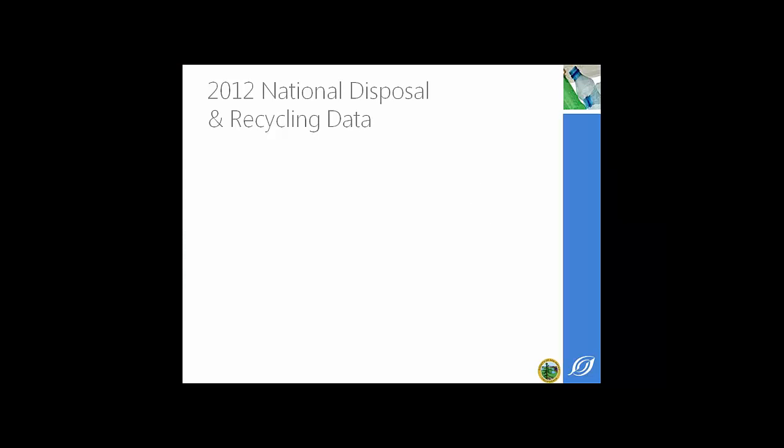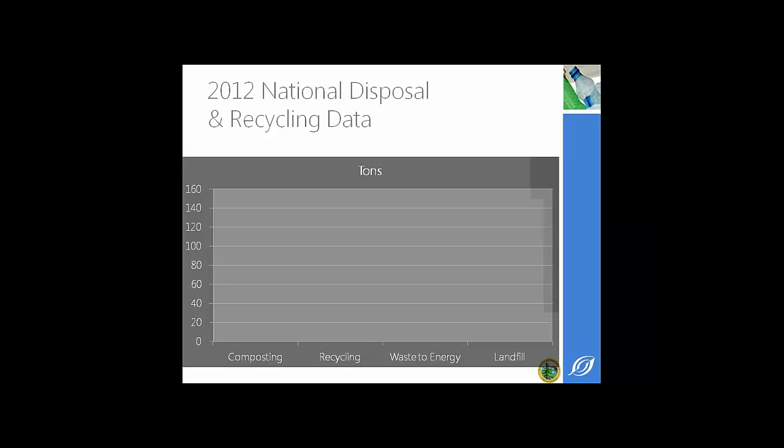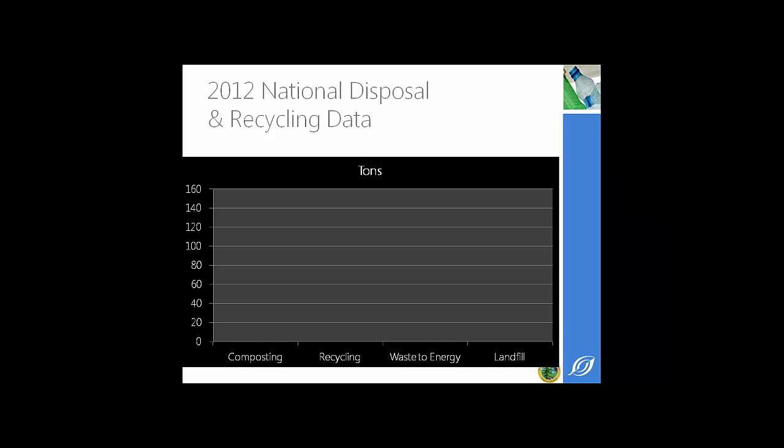So what does waste look like? Well, on a national level, we are generating about 250 million tons a year, and that's according to the U.S. EPA, from a 2012 report that they did.